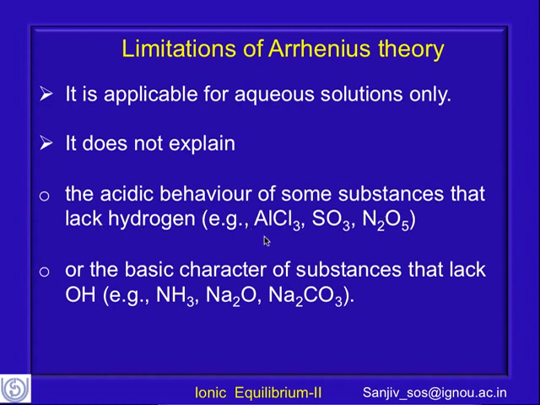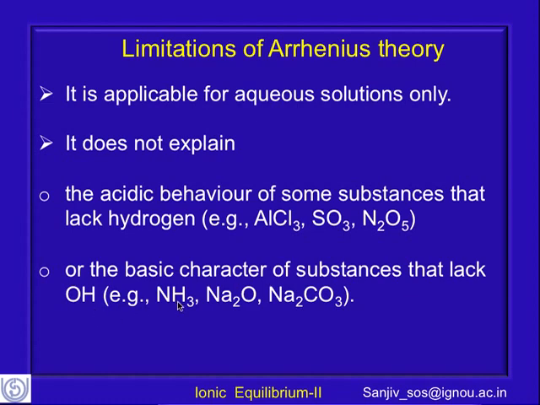Because we know that aluminum chloride is an acid. Sulfur trioxide we know is an acidic oxide. N2O5 is an acid anhydride. We know that all these things are acidic in nature. But the acidity of these kinds of systems is not explained by Arrhenius theory. Similarly, we all know fairly well that ammonia is basic, but it doesn't have any OH there.